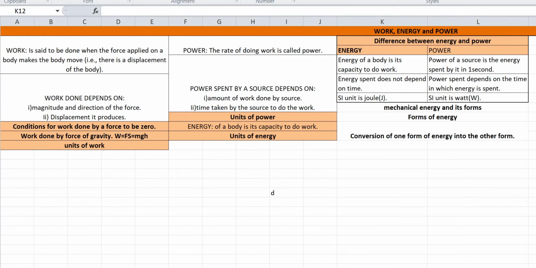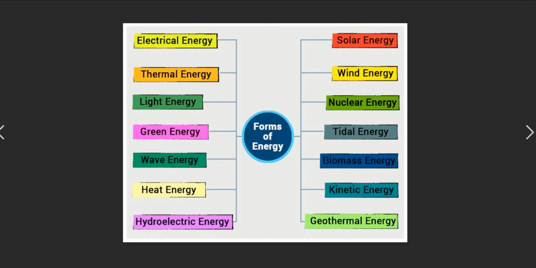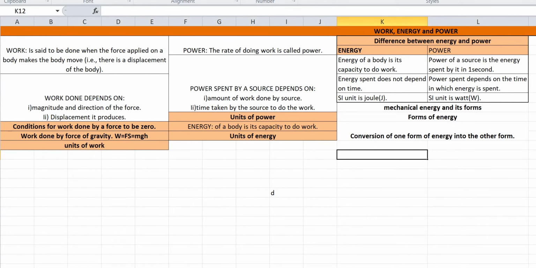So we will go to different forms of energy. We have solar energy, heat energy, light energy, chemical energy, hydro energy, electric energy, nuclear energy, and I have a few images from the internet. You can see electric energy, thermal energy, light energy, green energy, wave energy, heat energy, hydroelectric energy, and a few more: tidal energy, biomass energy. So we will go back to your syllabus and stick to your syllabus with respect to the textbook.